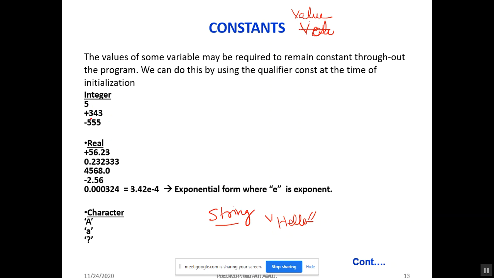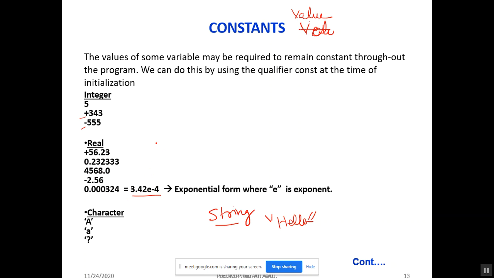This 5 is static, this 43 is static, 555 is static. We can use plus and minus sign in front of numbers, but plus is optional. If it is a decimal number, then we can use decimal point also. We can use decimal point within number. If it is a decimal value, we can represent it in exponential form also.